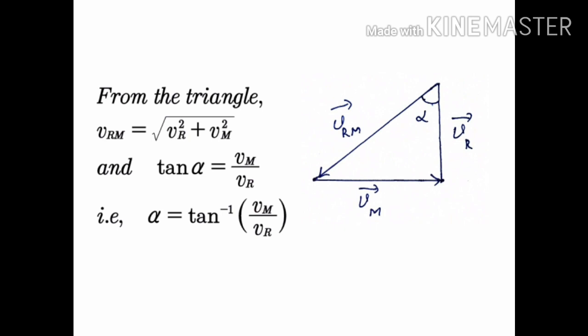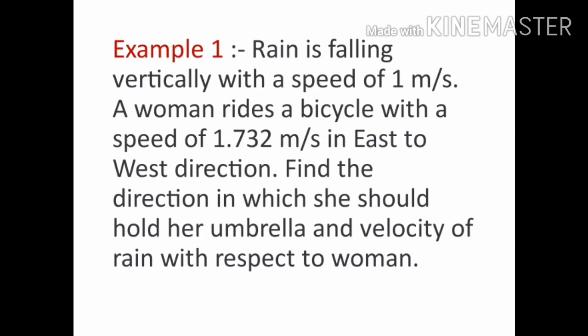Therefore, alpha is equal to tan inverse of VM by VR. And based on this, we are taking two examples. The first example is: rain is falling vertically with a speed of 1 meter per second. A woman rides a bicycle with a speed of 1.732 meter per second in east to west direction. Find the direction in which she should hold her umbrella and the velocity of rain with respect to the woman.